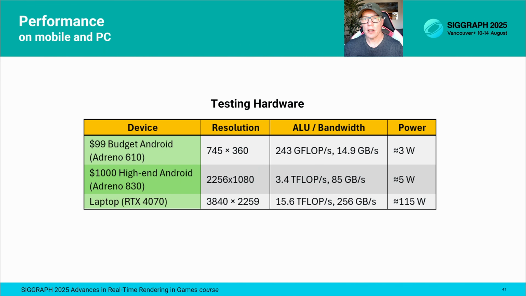For the performance profiling, we are using the following hardware setup. It covers one of our weakest Android target phones, a high-end Android phone, and a more powerful high-end laptop. Adreno 610 is found in $99 budget phones today and matches roughly Xbox 360 and PS3 for ALU power and memory bandwidth, but runs at 3 watts. Adreno 830 is found in $1,000 phones and matches around 10-year-old consoles and desktop GPUs, but runs at 5 watts. We also use lower rendering resolution on weaker devices.